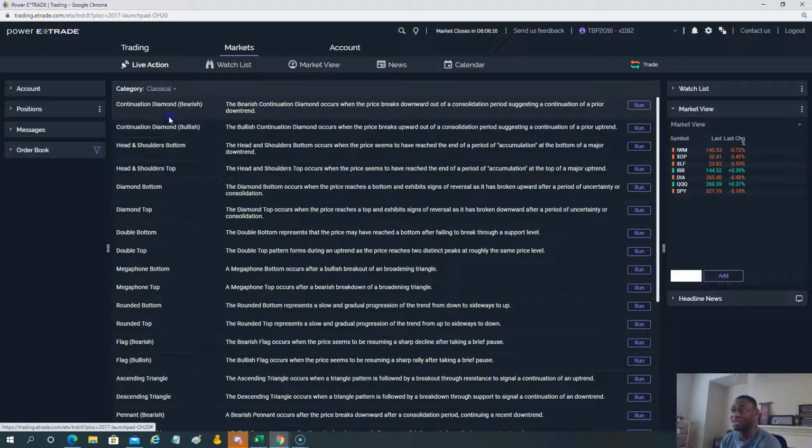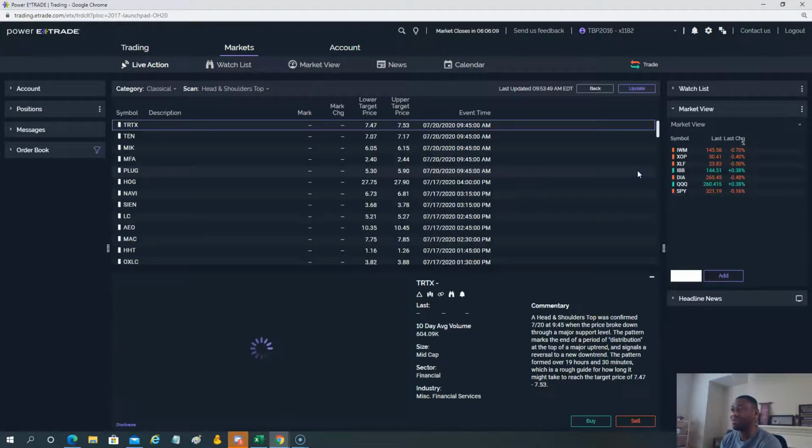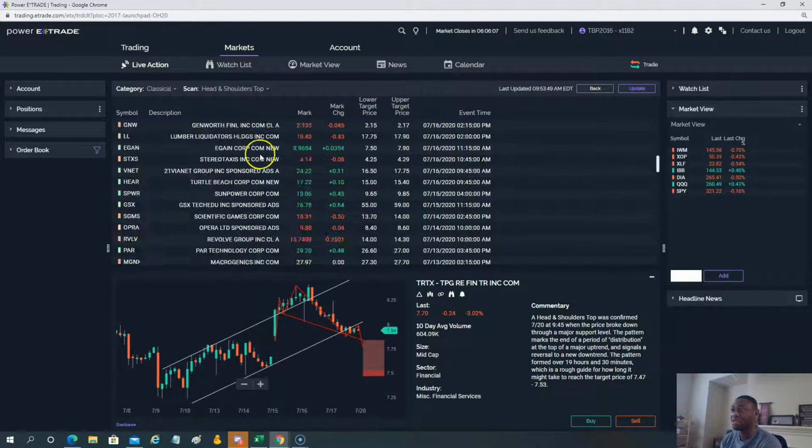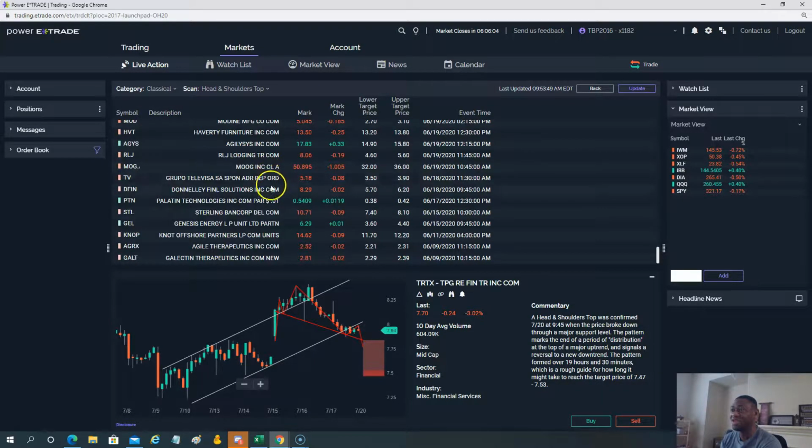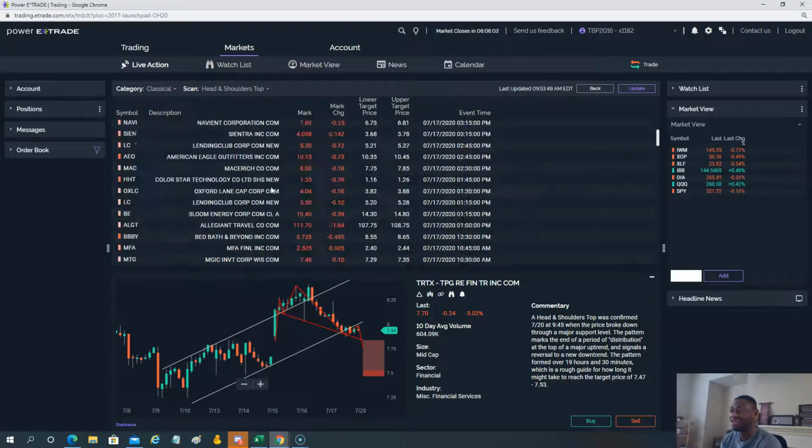So the classical ones: continuation diamond, head and shoulder top. Let's just go run them. Folks, look at them. Same thing. So plenty of things to trade on here in terms of strategy. This is the beauty of Power ETRADE.